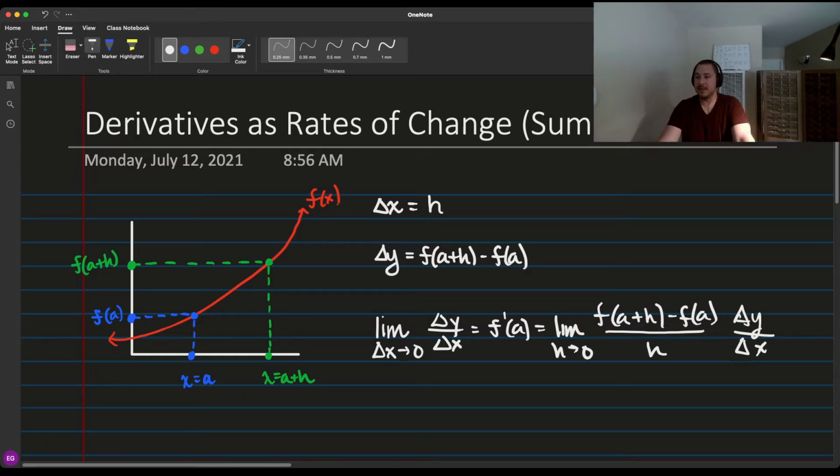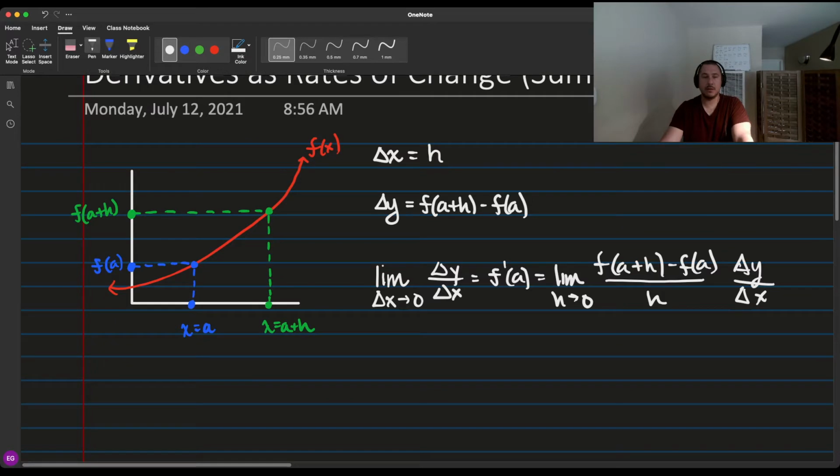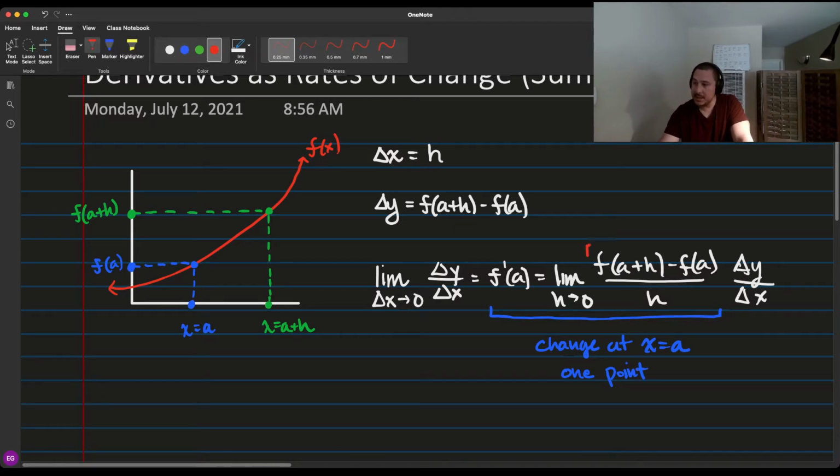And what you realize is that you can actually use derivatives to figure some stuff out. So the derivative, this stuff, that is the change at x equals a. The instantaneous rate of change at one point. Okay, but if you look at just the part in red, the difference quotient, that's the average change between a and a plus h.